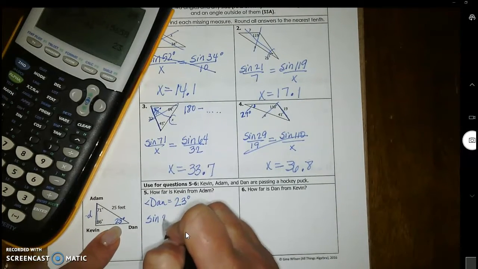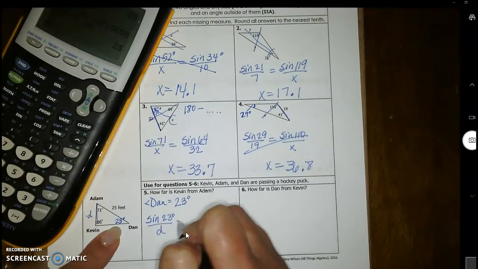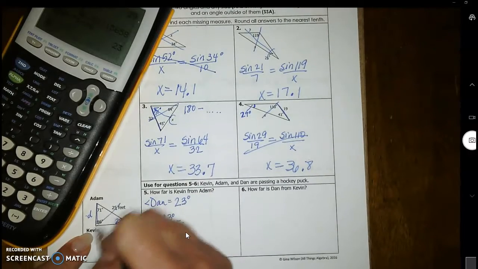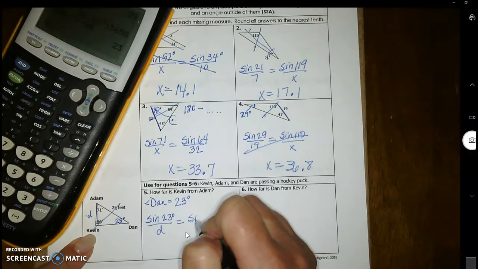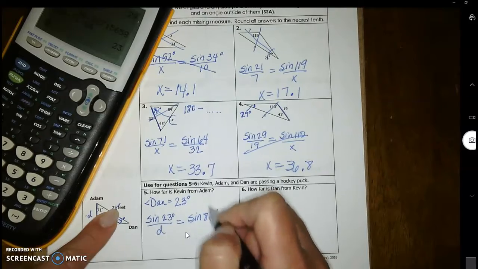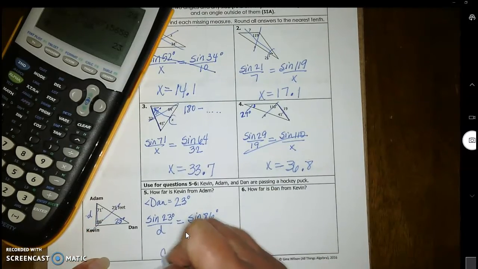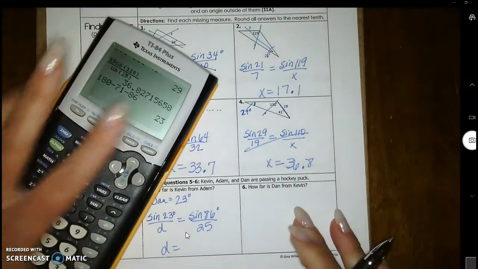So I'm going to do the sine of 23 degrees over d equals 25 is across from 86. So I'm going to do the sine of 86 over 25 and go figure out what that length is.